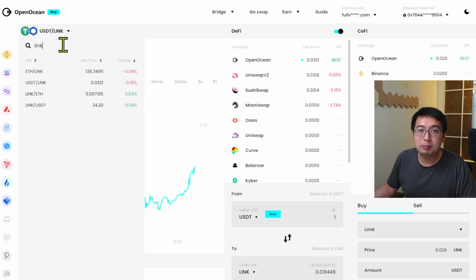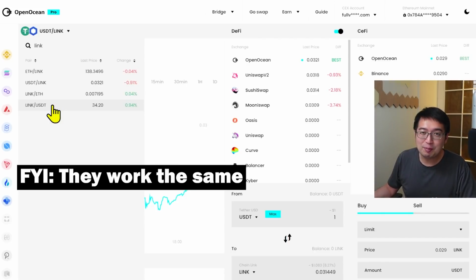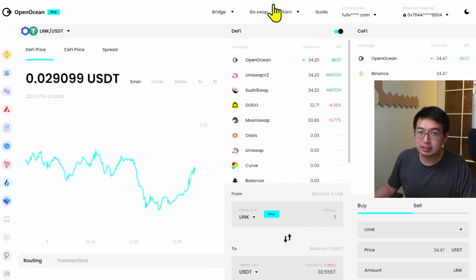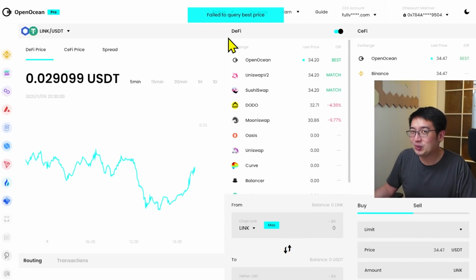Now, in the trading pair sections, if we search for Link, it's going to be USDT against Link or Link against USDT. More commonly, the trading pair that you're used to seeing is Link USDT. So we're going to select that and let it update. It is going to take a little bit of time because it's checking those prices, and Ethereum is slower than the other networks. Here we go.